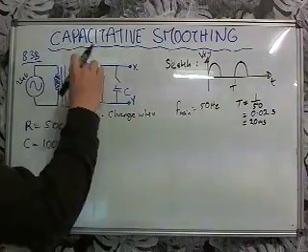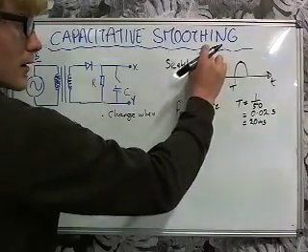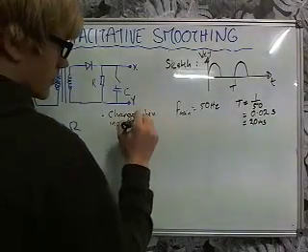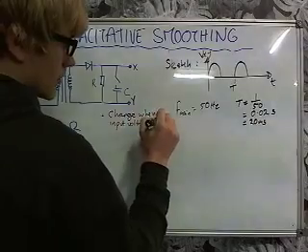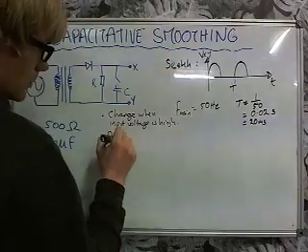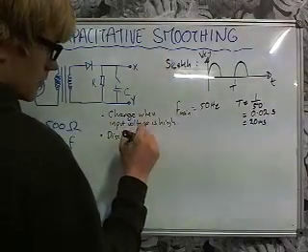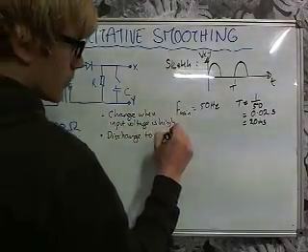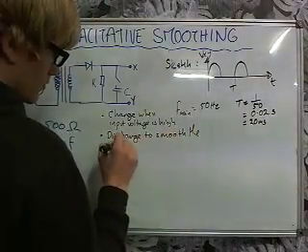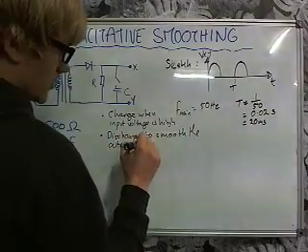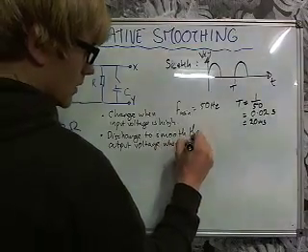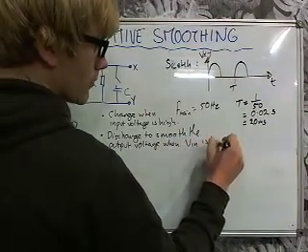In these parts here, when input voltage is high, and discharge to smooth the output voltage when V in is low. Okay, so when in these sections here, the capacitor will slowly discharge and smooth that output.